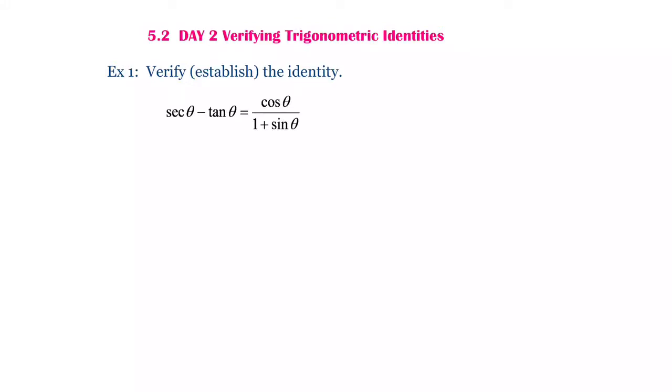Day 2 of verifying trigonometric identities. We're just going to look at a couple more examples in this video. Once again, establishing the identity: secant of theta minus tangent of theta is equal to cosine of theta divided by 1 plus sine of theta.